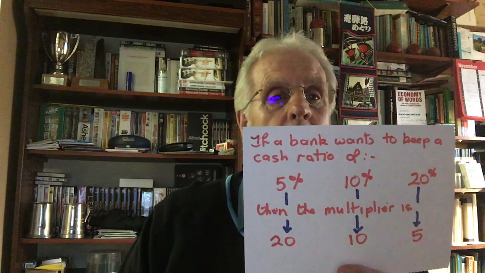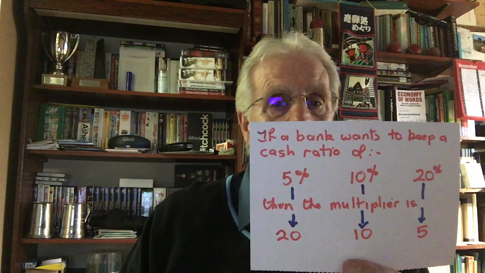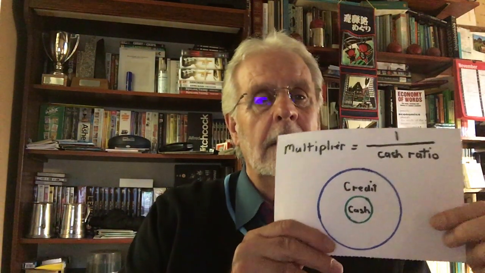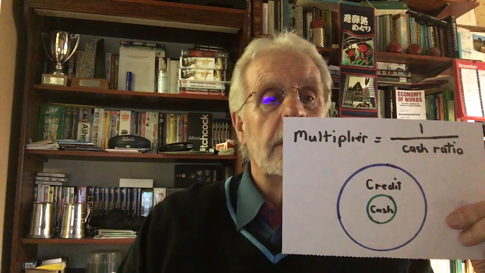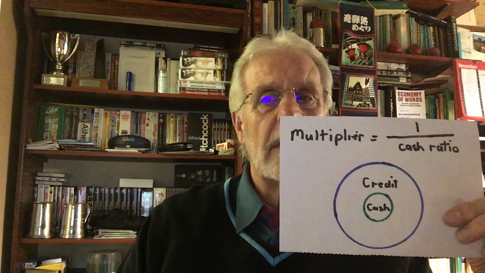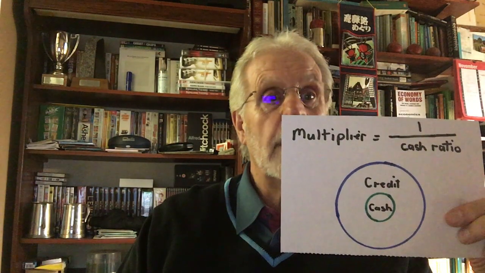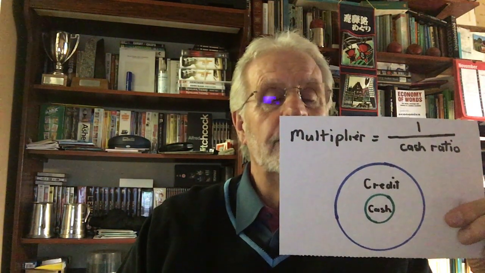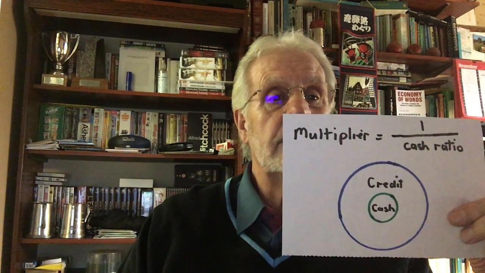So those would be all the multiples dependent upon the amount of cash that banks wanted to hold. And the important thing there, get this one right: if the multiplier turns out to be 20, what does that mean? That means that if the bit in the middle, cash, changes by 1, the outside will change by 20, which means that credit or bank loans can increase by 19.